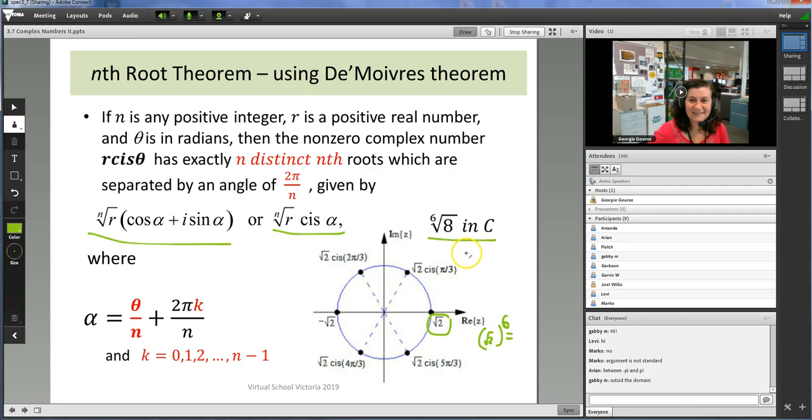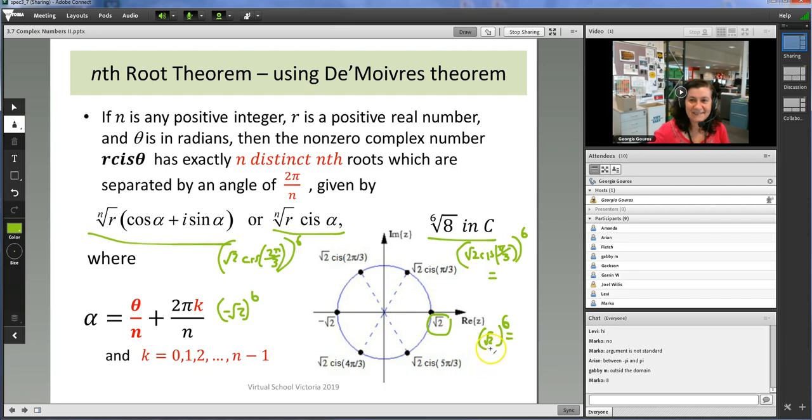What about this one? Root 2 cis pi on 3, to the power of 6. What's that equal to? A bit of De Moivre's theorem. What about this one over here? Root 2 cis 2 pi on 3 to the power of 6. See where I'm going here? Oh no, what about negative root 2 to the power of 6?